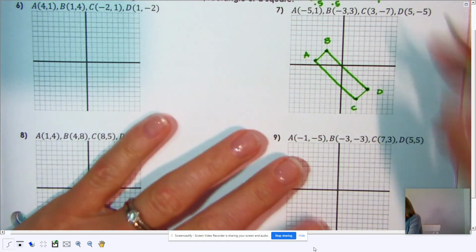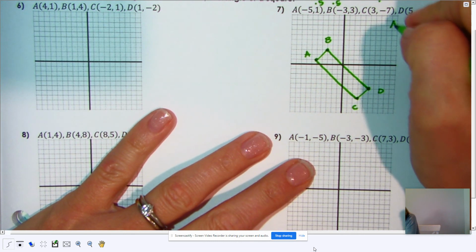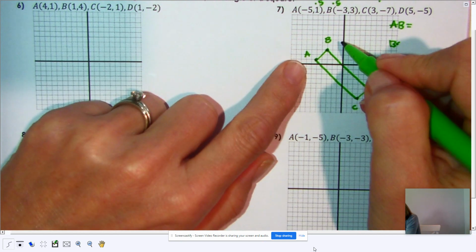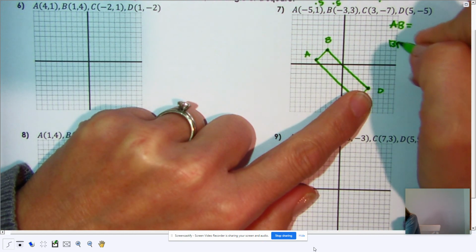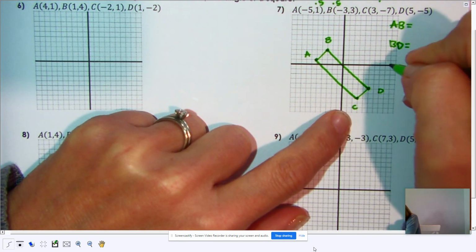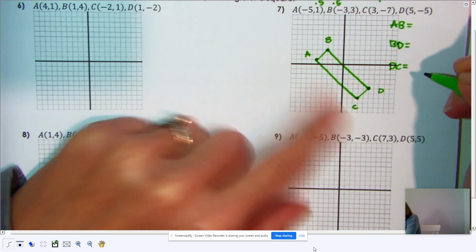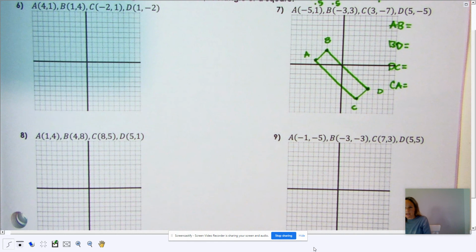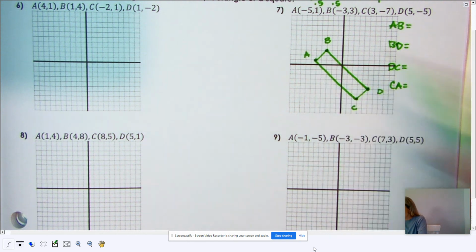So remember that our steps are finding the slopes from A to B, B to D, D to C, and then C to A. It doesn't matter what order you put the letters, just make sure that each side is represented there.